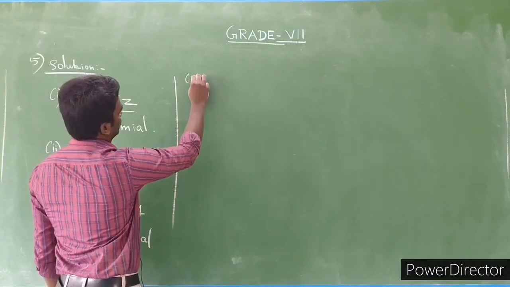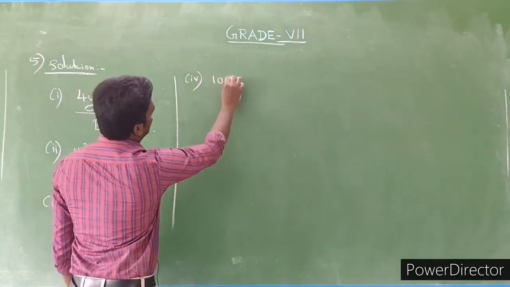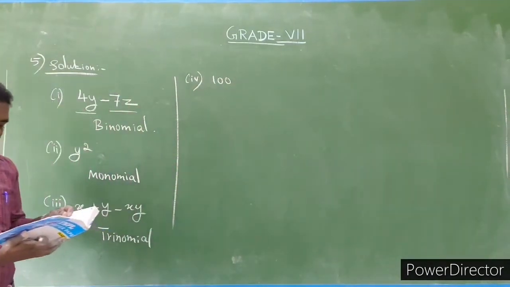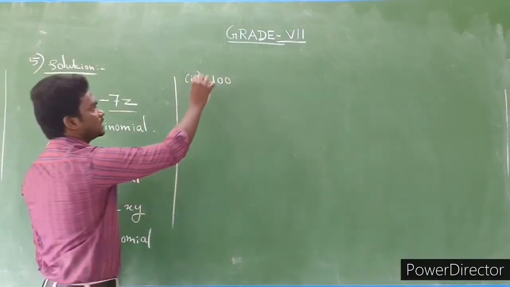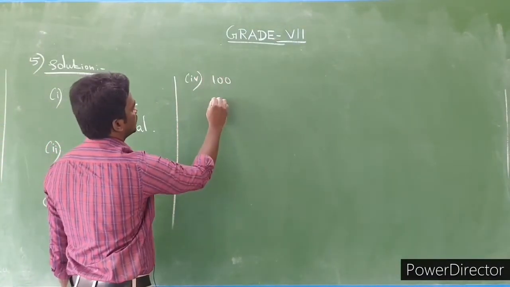Next, what is the fourth one? The number 100 is given. We know 100 is a single term, so this is called a monomial.